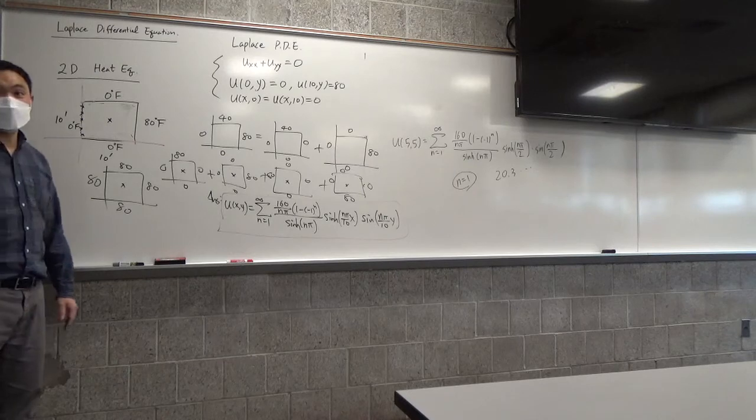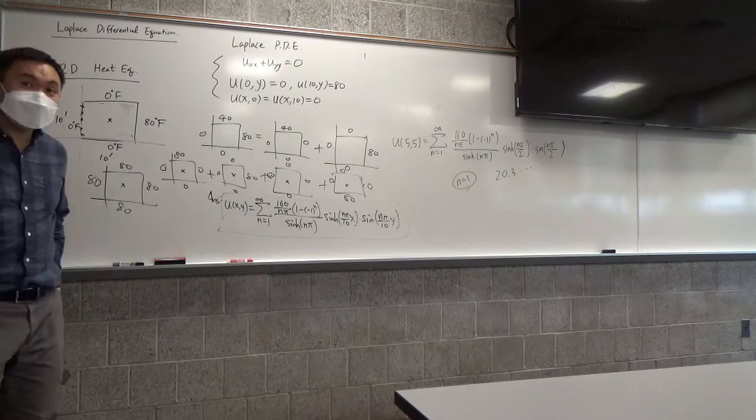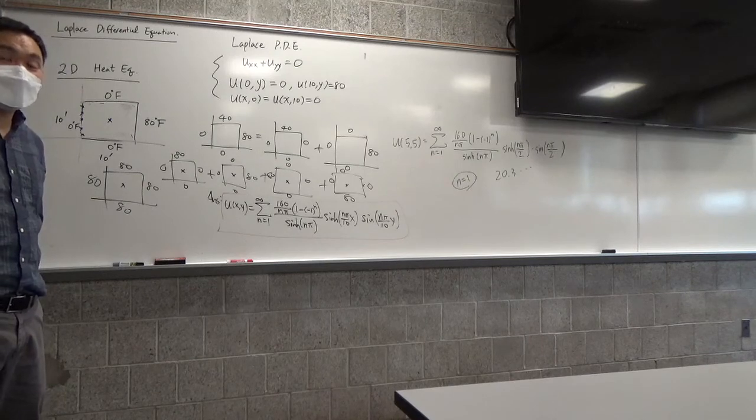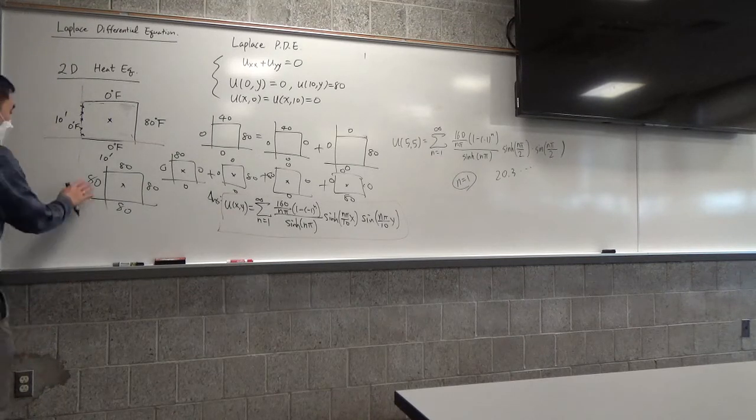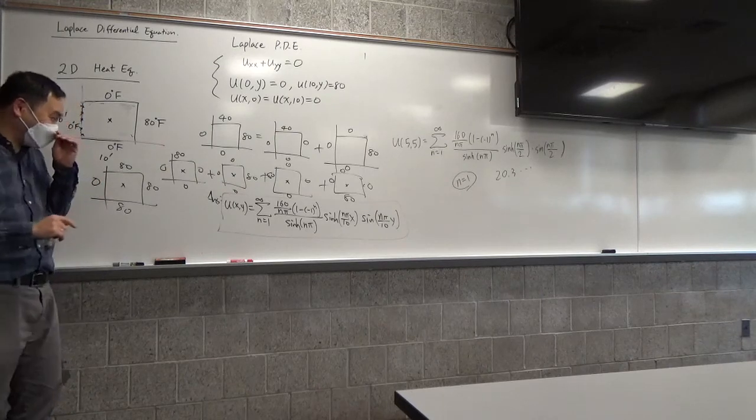You had one side with a zero boundary condition. Could you subtract? Say that again? Like if you had 80, 80, 80, and zero, could you subtract three? Oh, does it work like that? That's a really good point. Yeah.